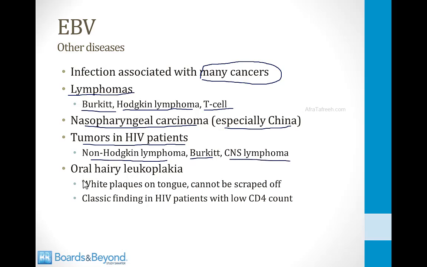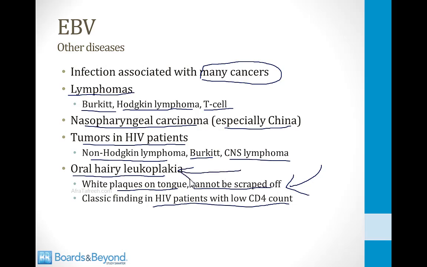And then finally, there's a rare condition called oral hairy leukoplakia. These are white plaques that occur on the tongue and they cannot be scraped off. And these classically occur in patients who have HIV and a very low CD4 count. These are often mistaken for thrush because thrush can also occur in HIV patients, and it occurs as white plaques in the mouth. But thrush is due to a Candida fungal infection, and thrush can be scraped off. This won't be able to be scraped off, and that's one of the ways you can tell that it may be this malignancy.